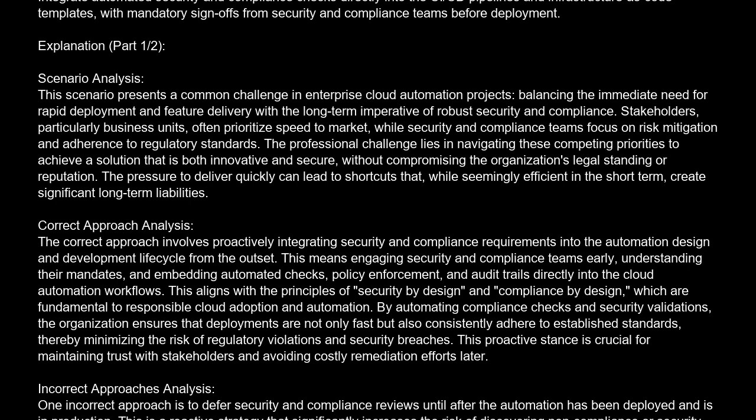Incorrect approaches analysis. One incorrect approach is to defer security and compliance reviews until after the automation has been deployed and is in production.